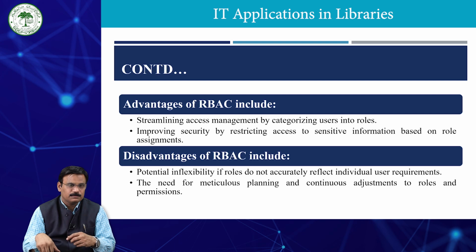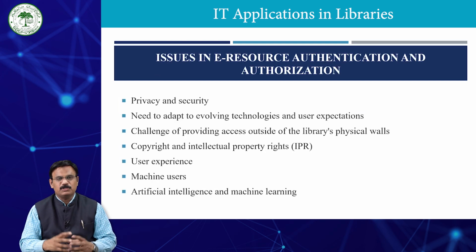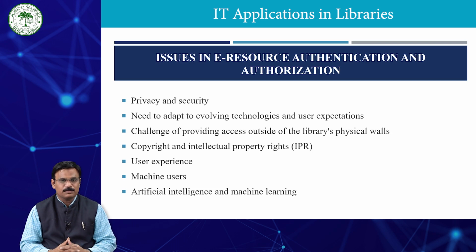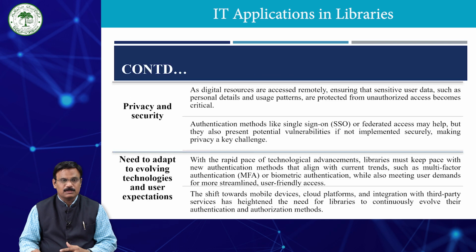Dear learners, now let us discuss what are different issues in e-resource authentication and authorization. There are issues like privacy and security, need to adapt to evolving technologies and user expectations, challenge of providing access outside of the library's physical walls, copyright and intellectual property right issues, user experience, machine users, and artificial intelligence and machine learning. These are various issues for e-resource authentication. Let us see what is privacy and security.